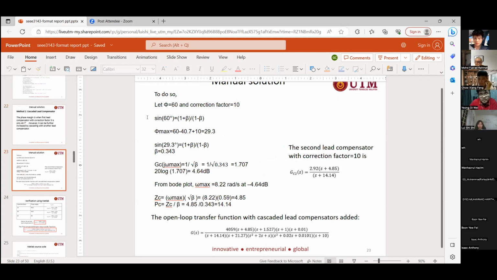So we do the same steps, but the only difference is the initial margin is 40.7. Then we use a first correction factor of 10. Then we found that the second lead compensator transfer function is 2.92 times S plus 4.85 over S plus 14.4. Then this is the final GC, a transfer function with two lead compensators.